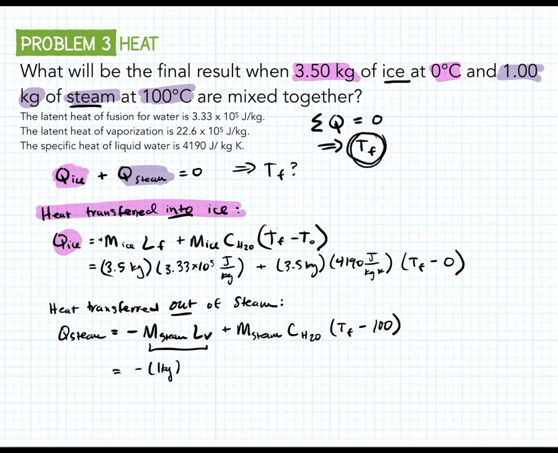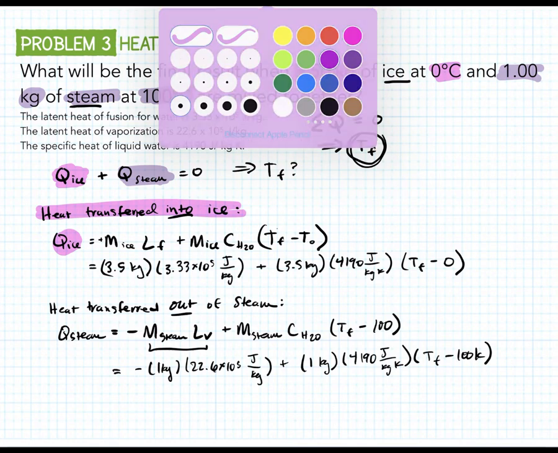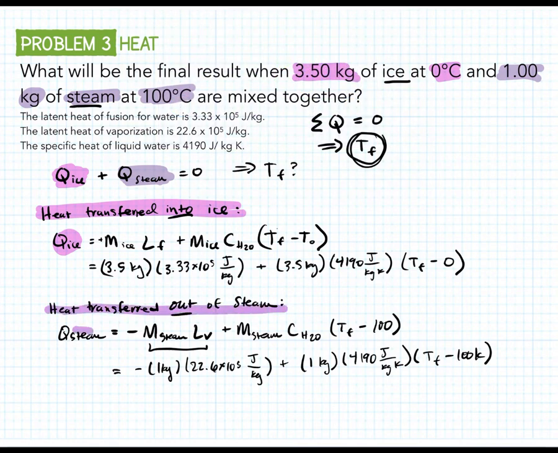-1 kilogram times 22.6 times 10 to the fifth joules per kilogram. And then this is going to be plus 1 kilogram, 4190 joules per kilogram Kelvin. And then T final minus 100 Kelvin. You're going to be like, why isn't that negative? But whatever T final is, we know it's going to be less than 100 because this can't get hotter without turning into steam. Okay, so this is our heat transferred out of the steam.